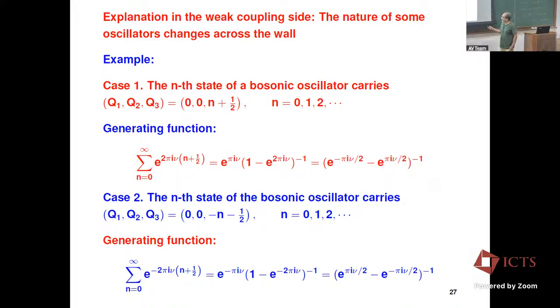So you can calculate the generating function, which is here, and once you work it out, you get something like this. Case 2: the nth state of the bosonic oscillator carries q1, q2, q3 equal to 0, 0 and minus n minus half. A very defined spectrum. Calculate the generating function, which is here, and you get this. Now you may see that as a function they are very close, only differing by a minus sign.